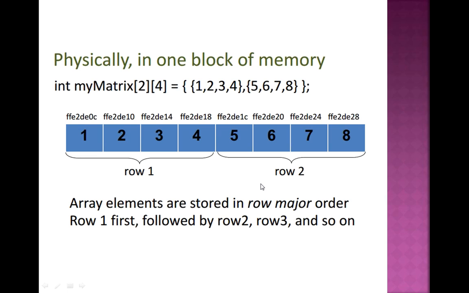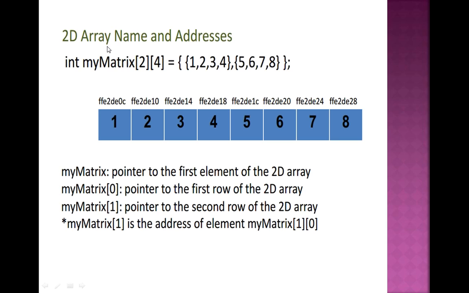Then we also discussed how it is physically stored within the array. So this is physically in one block of memory, int my matrix 2, 4, that is 2 rows and 4 columns. That is row 1, row 2, and the 4 columns, column 1, column 2, column 3, column 4. Then we also discussed 2D array names and their addresses. This is the first point at first location, and this is the address, that is asterisk my matrix 1, the address of element my matrix 1, 0.